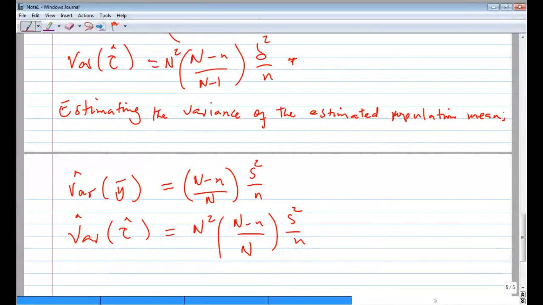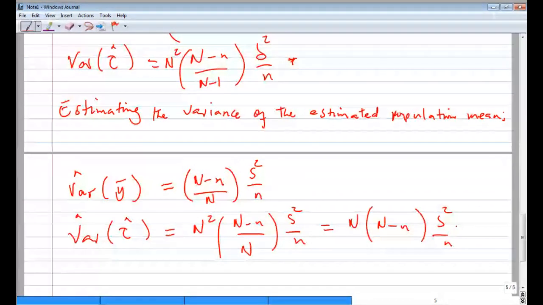Okay, so this can also be written as what? N, open brackets N minus n, close brackets, s squared over n. It's the same thing because here one N cancels the other N. So at the end of the day we are having this one. Okay, that's it.